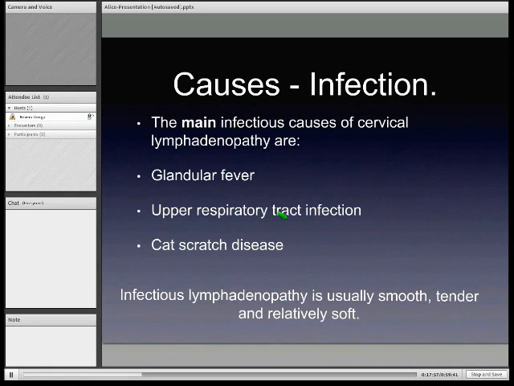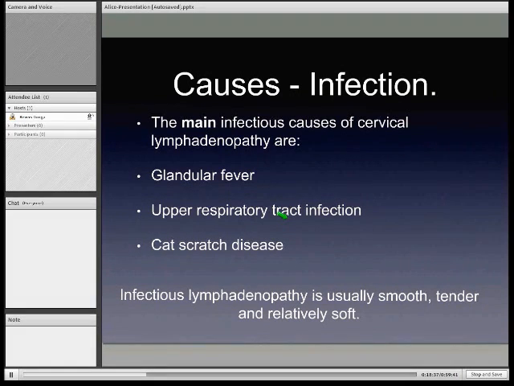Okay, so just to make clear, there are many causes of cervical lymphadenopathy, and this slide is mainly focusing upon the infectious causes. We identified the three main ones as glandular fever, which is viral, and it's caused by the Epstein-Barr virus. Upper respiratory tract infections can be either viral or bacterial, and in children are generally caused by staphylococcal or streptococcal infections. And cat scratch disease, as the name suggests, is caused by being bitten or scratched by a cat, and in this case the causative agent is the bacteria Bartonella henselae. And these three all cause very localized lymphadenopathy, so it's primarily in the cervical region.